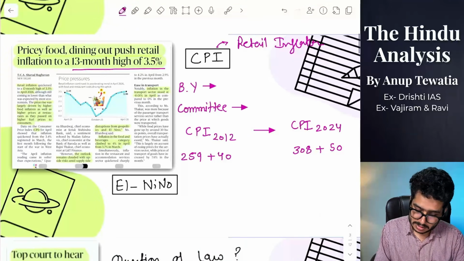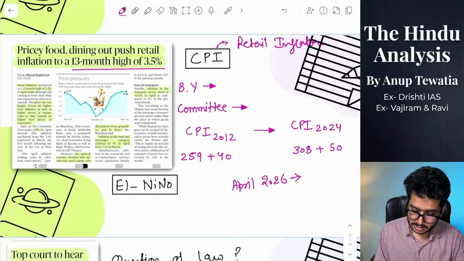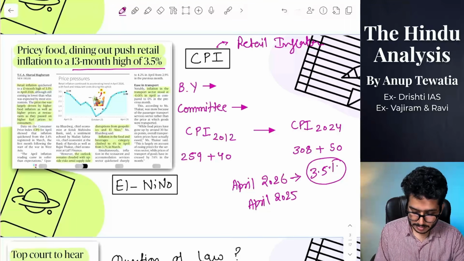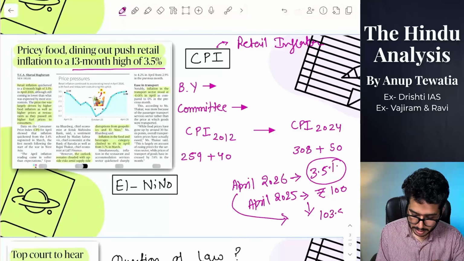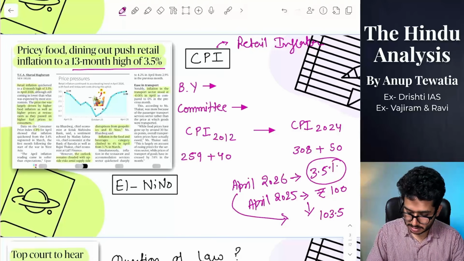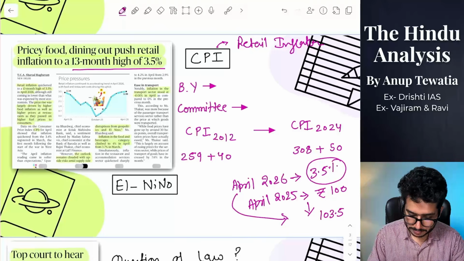If I am saying that in April 2026 the retail inflation is 3.5%, it basically means that if the price of a commodity in April 2025 was say rupees 100, now in April 2026 the price is 103.5 rupees. It is the most basic, most layman explanation that I can give you for what exactly 3.5% means.